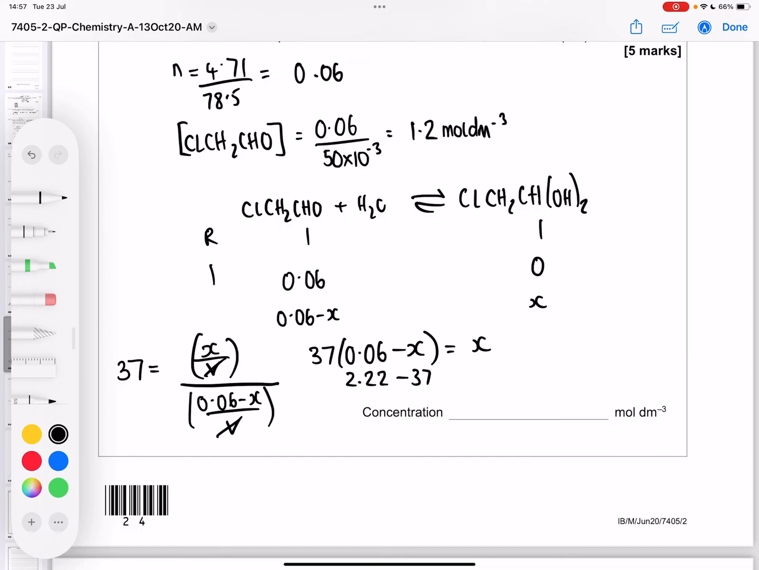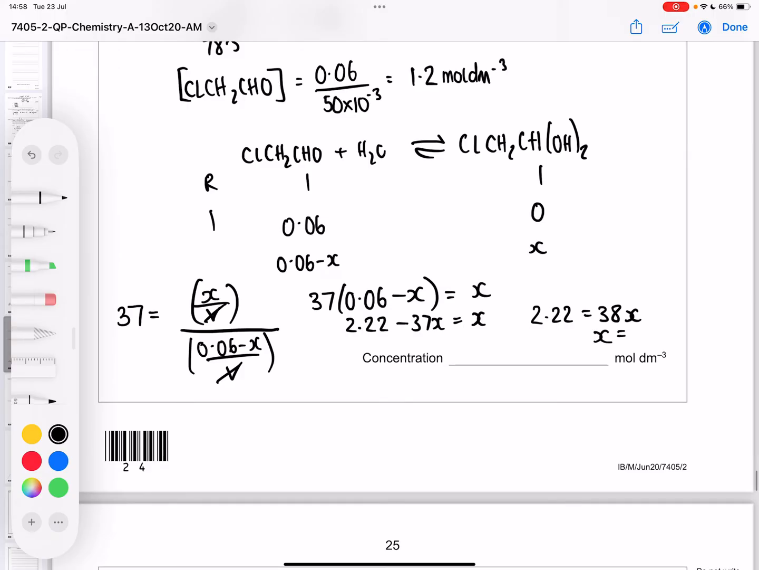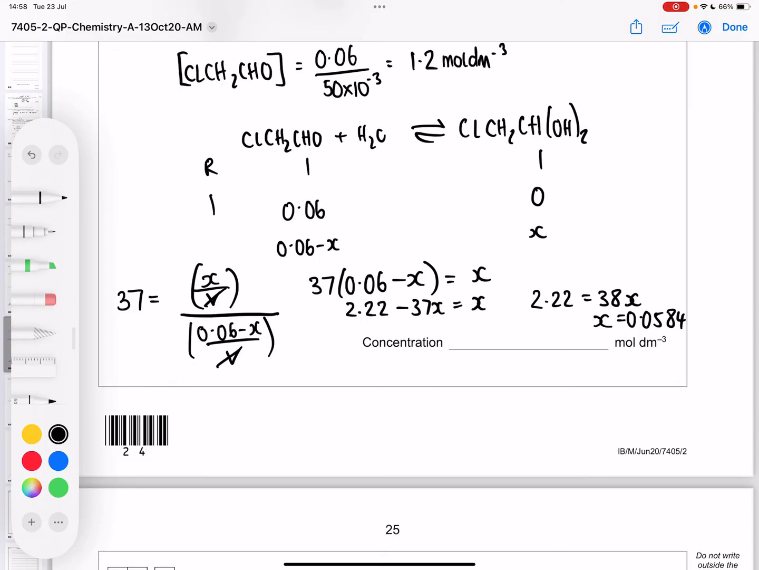2.22 minus 37x equals x. 2.22 equals 38x. x equals 2.22 divided by 38, 0.0584. Now x is the moles, so then I would need to do 0.0584 over 50 centimetres cubed. And I'm going to get 1.17 moles per decimetre cubed.